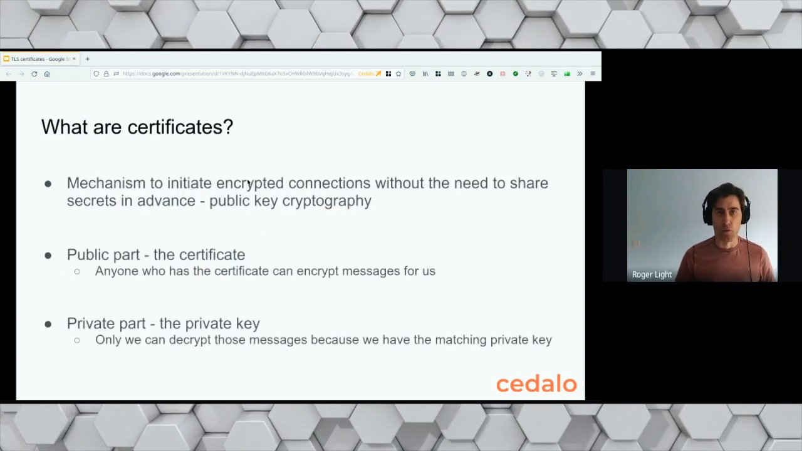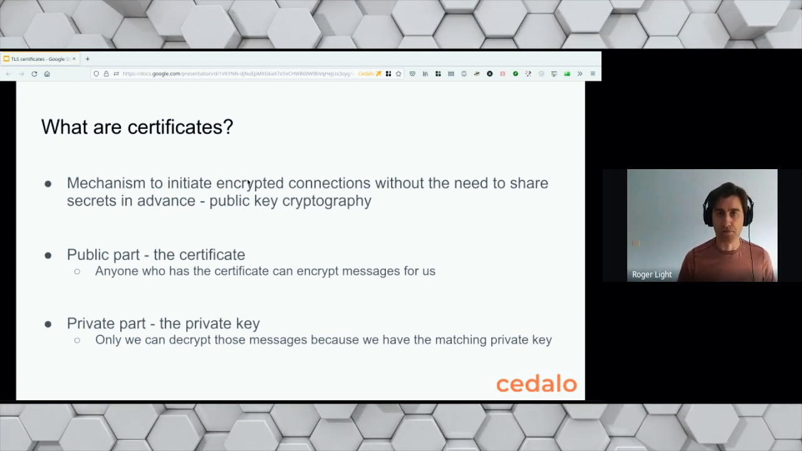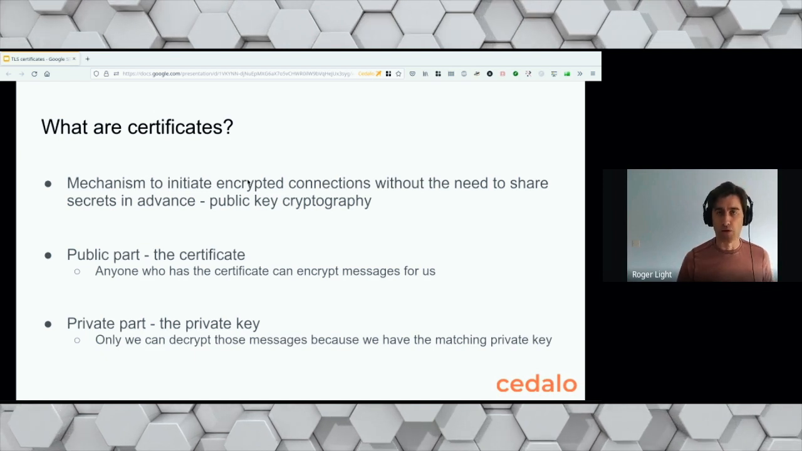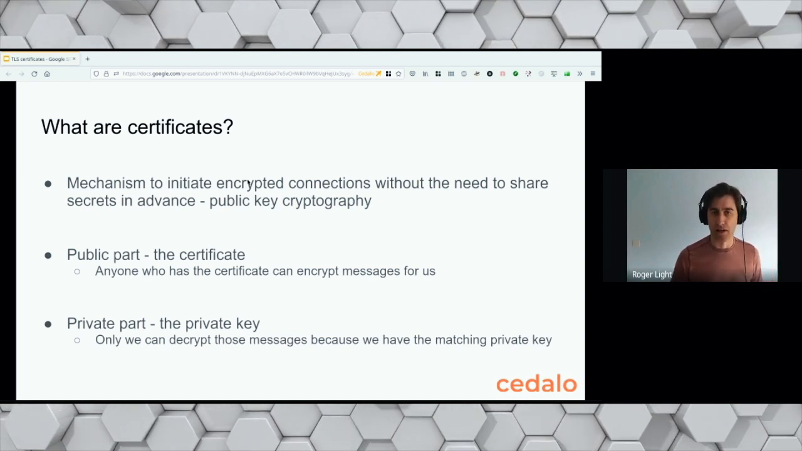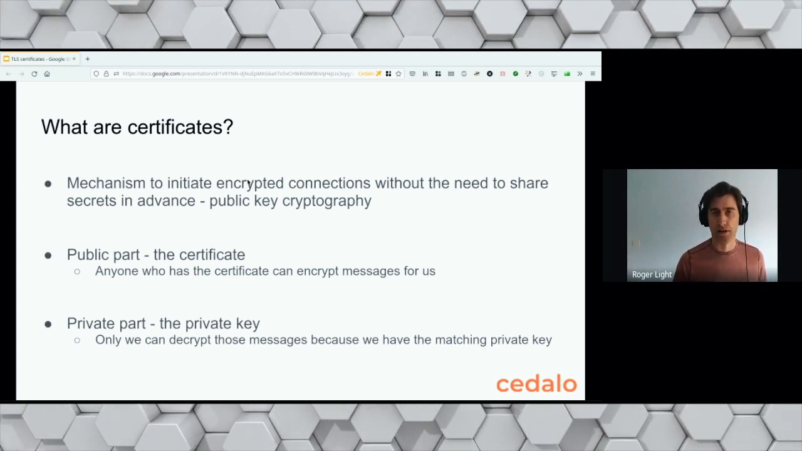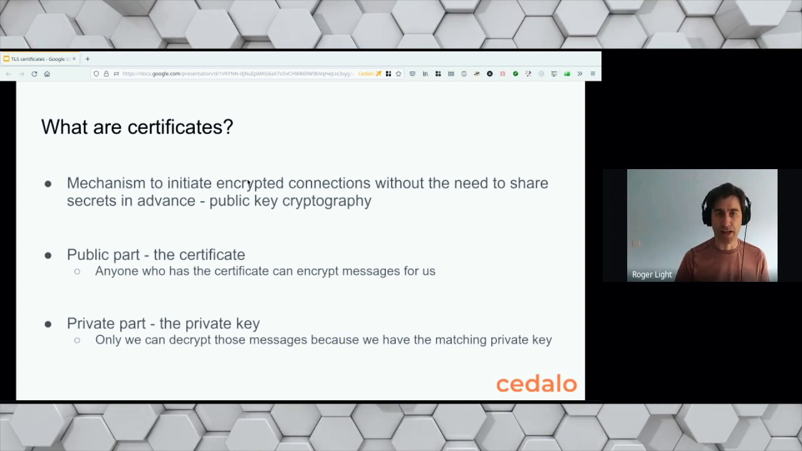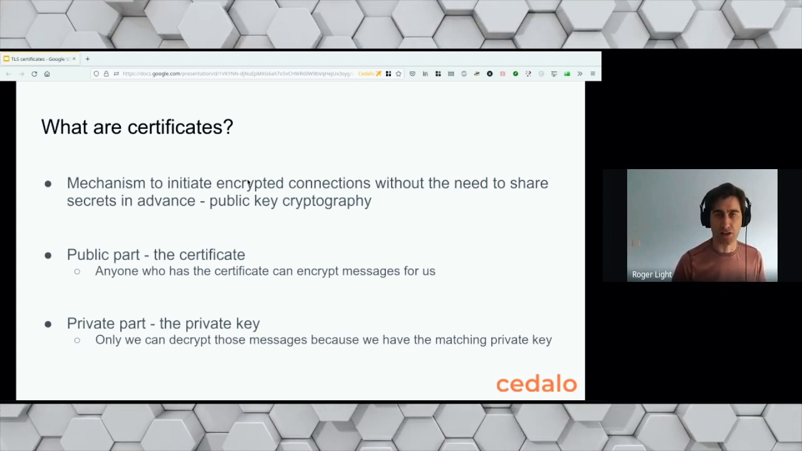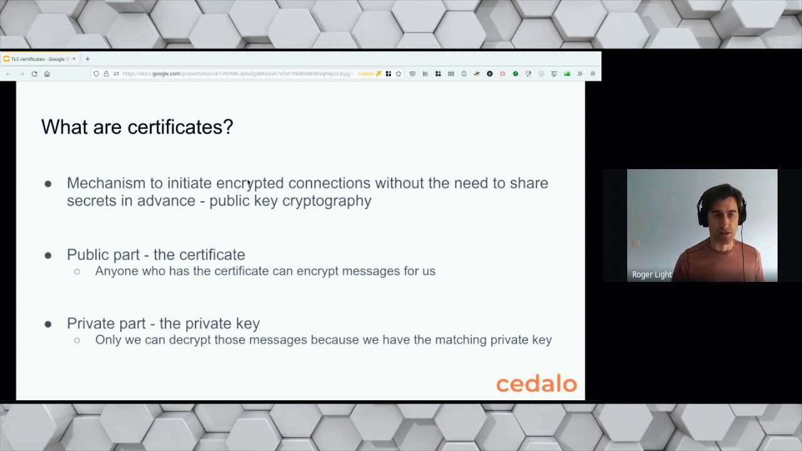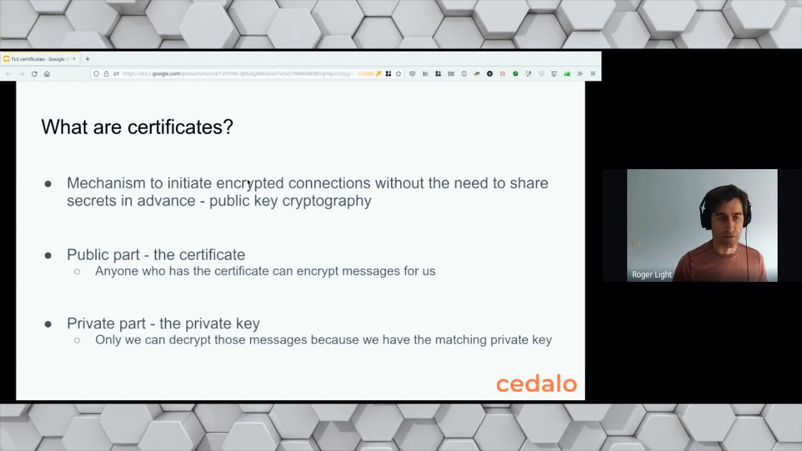So first off, what are certificates? Certificates on their own are just part of a mechanism to allow us to initiate encrypted connections without the need to share secrets in advance. So we're not having to tell each other a password through some other mechanism to set up some encrypted connection. It can all be done automatically without those secrets, which is all made possible through public key cryptography.